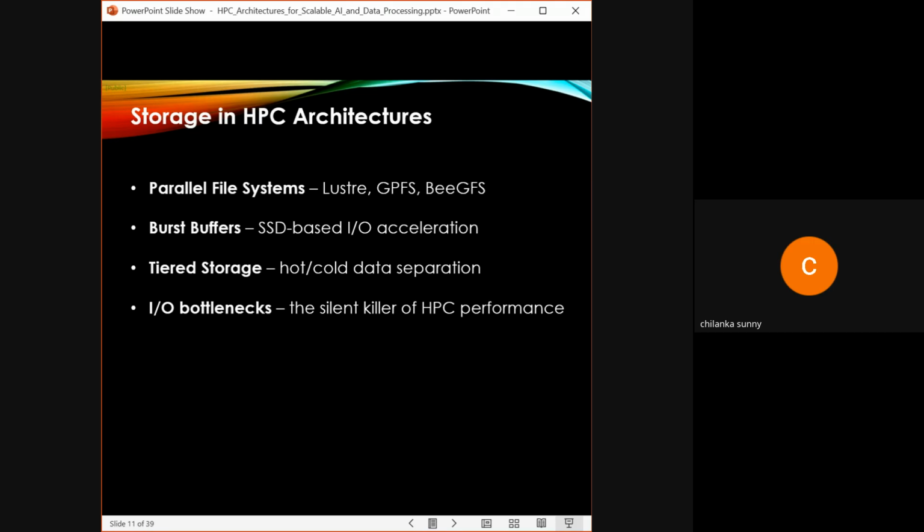Another approach is tiered storage, which we just discussed, where the hot data that needs fast access is kept on high-speed media, while the colder, less frequently accessed data is pushed to cheaper, slower storage with high capacity. But it is important to remember that I/O bottlenecks are often the silent killer of HPC performance. So you can have the fastest processors and GPUs, but if your storage system cannot keep up with the data movement, the overall performance will collapse. So this makes efficient storage design a key part of any HPC architecture.